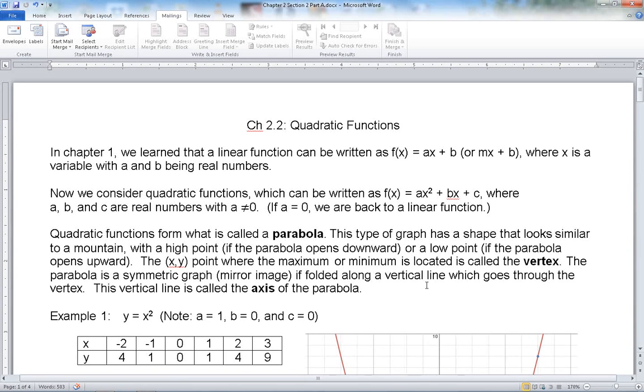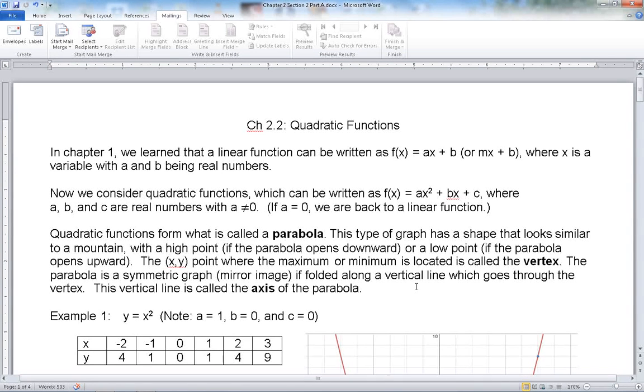Now quadratic functions form what is called a parabola. This type of graph has a shape that looks similar to a mountain, either right side up or upside down, depending on whether it has a maximum or a high point if the parabola opens downward. So that would be like the peak of a mountain, or a low point if the parabola opens upward. That would be like the bottom of a bowl, or if you take a mountain and turn it so that the peak is at the bottom.